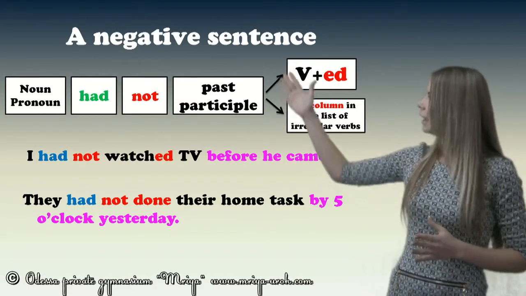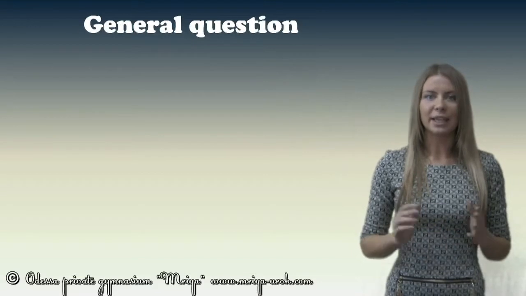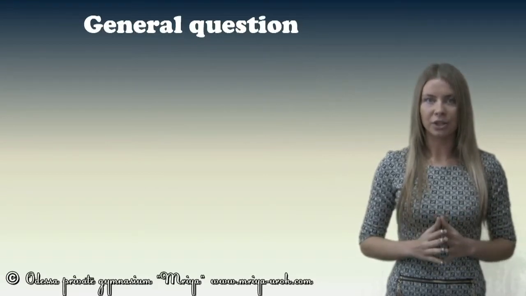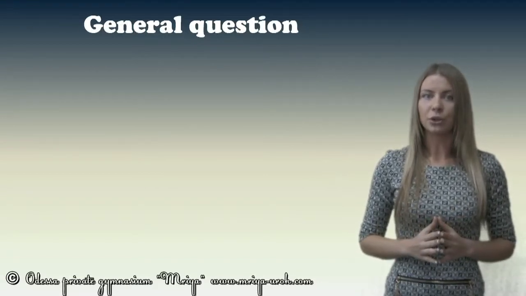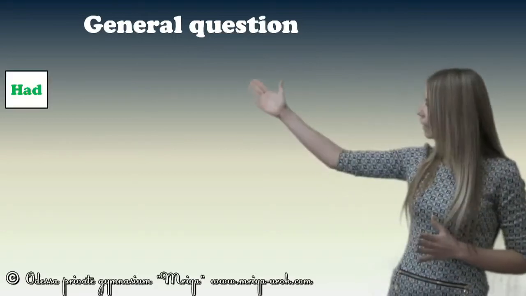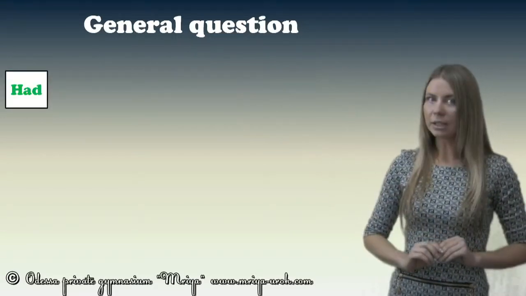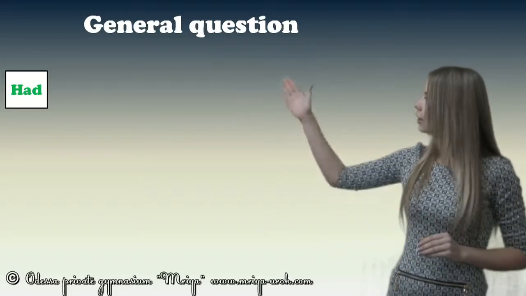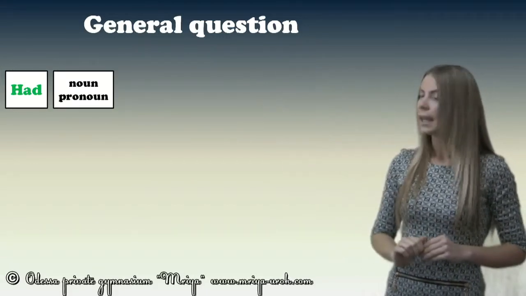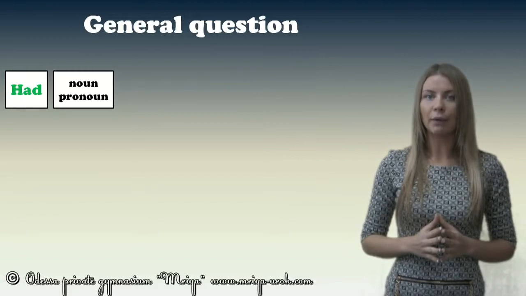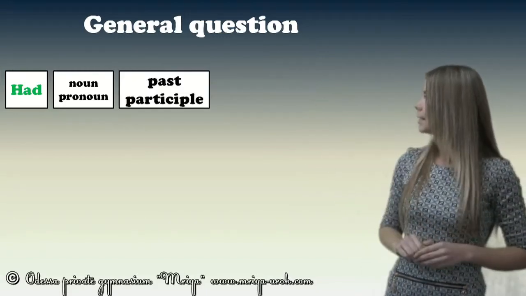How do you form a general question? In order to make a general question, on the first position you have to put had. On the second position you put your noun or pronoun. And on the last position you have to put past participle.